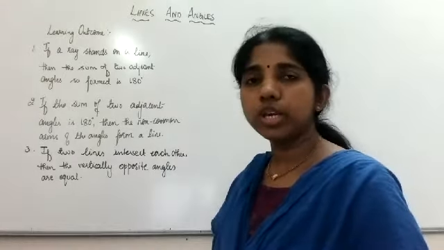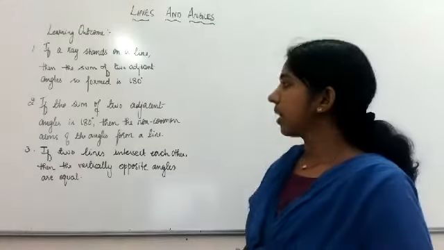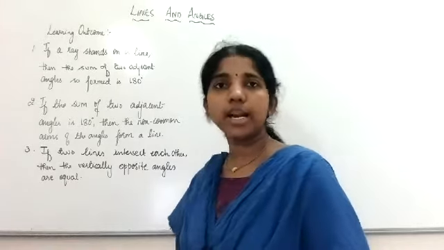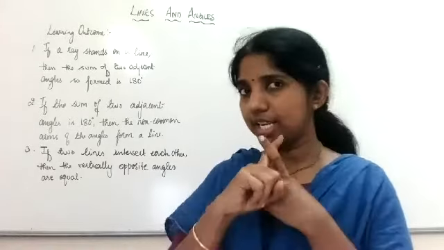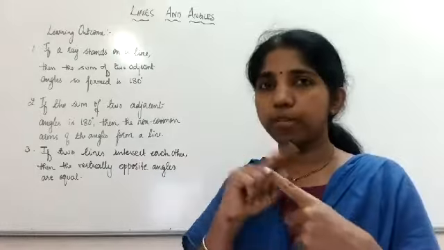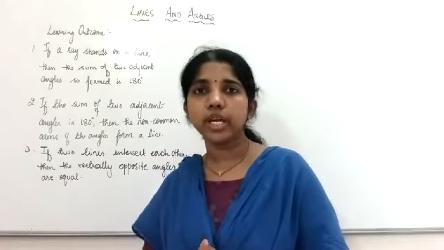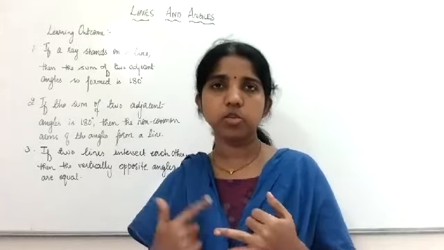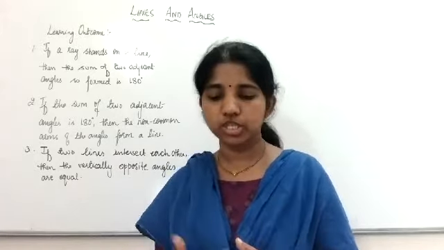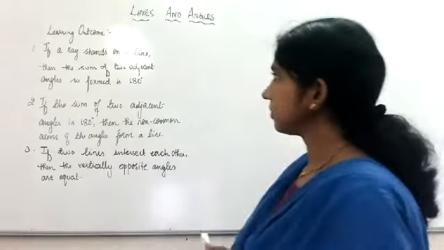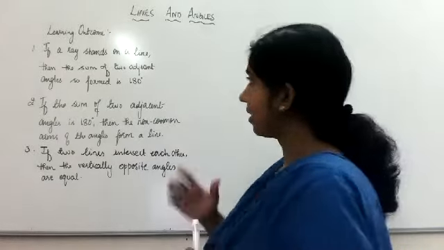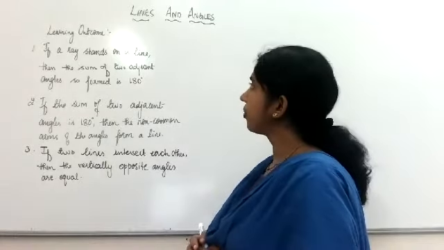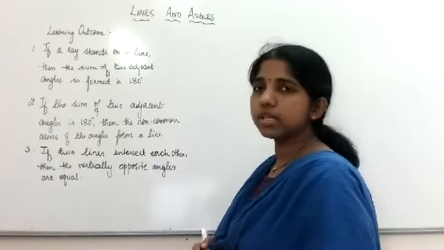Next, one more thing we are going to learn is that if two lines intersect each other, then the vertically opposite angles are equal. Using these three concepts, we are going to solve the exercise questions. First, let us see what the first axiom states: if a ray stands on a line, then the sum of two adjacent angles so formed is 180 degrees.